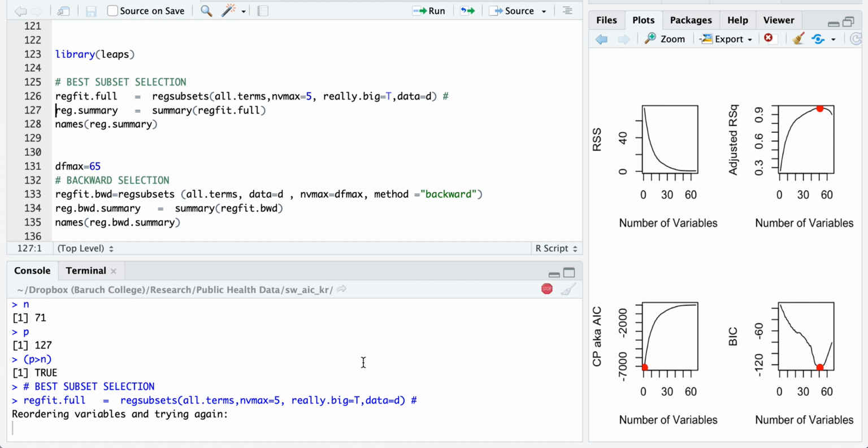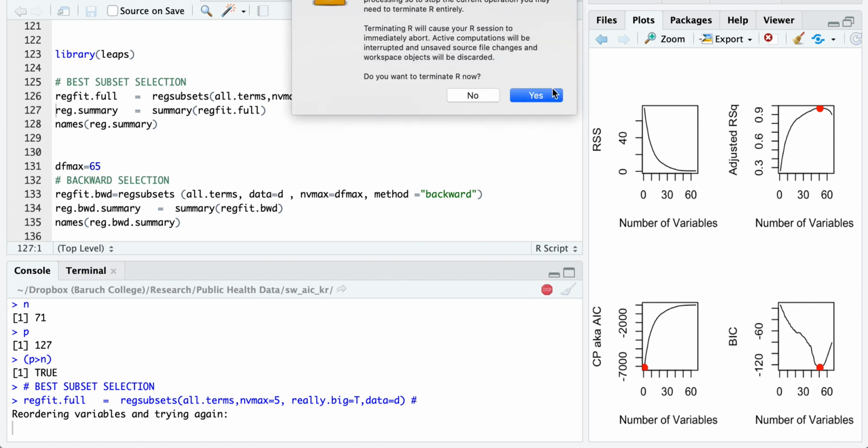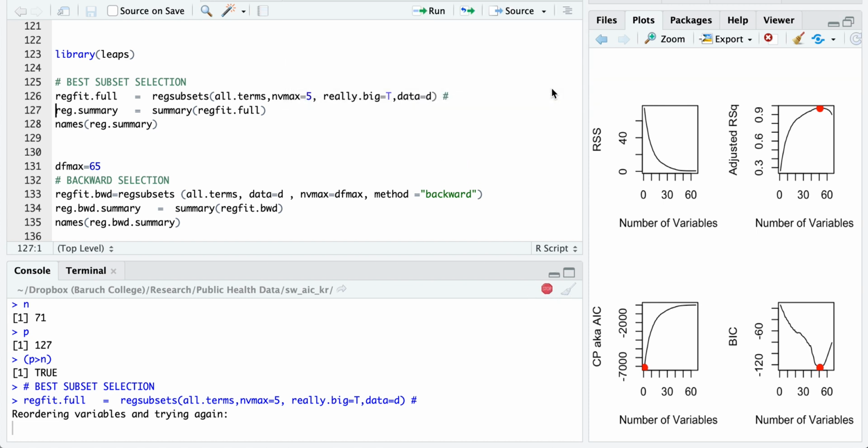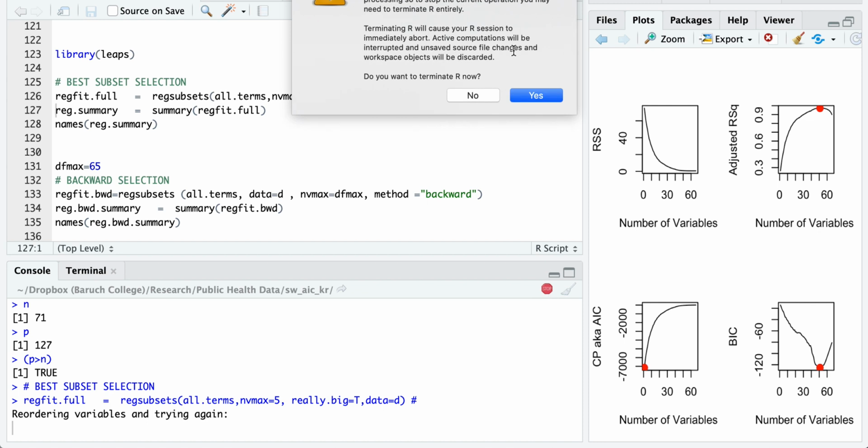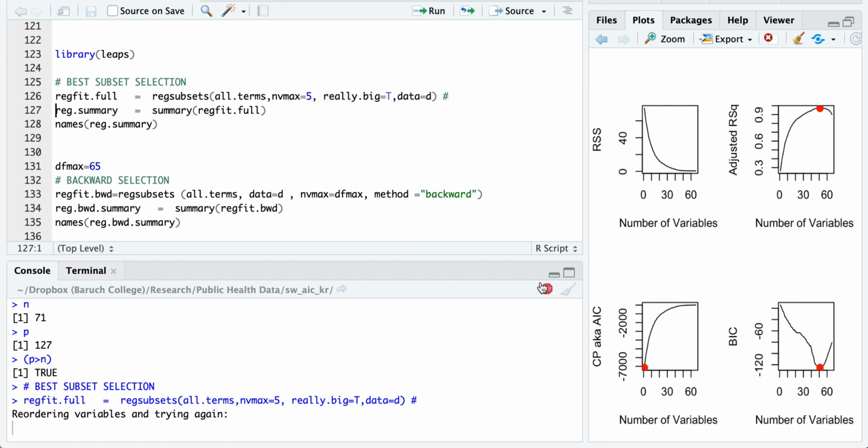Okay, so I will stop here, and next week we will see how to get over all these problems we had with AIC, with best subset selection, and we will learn how to get over them. And I can't even terminate. That's the problem.